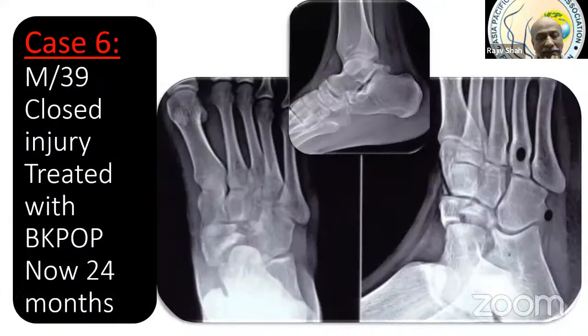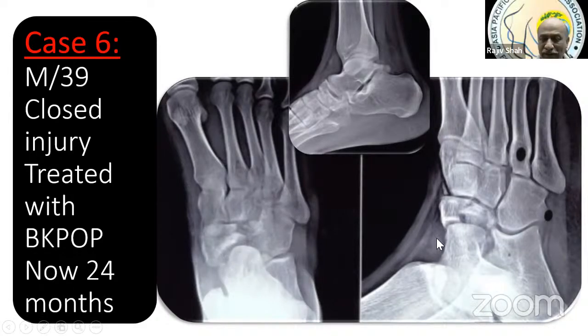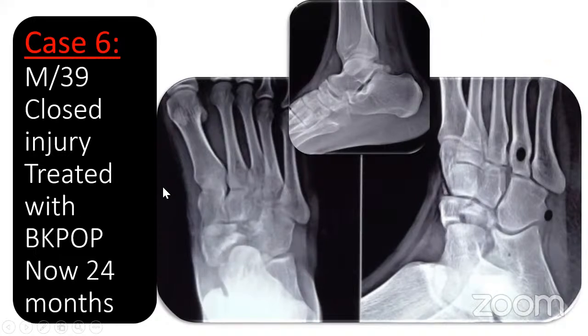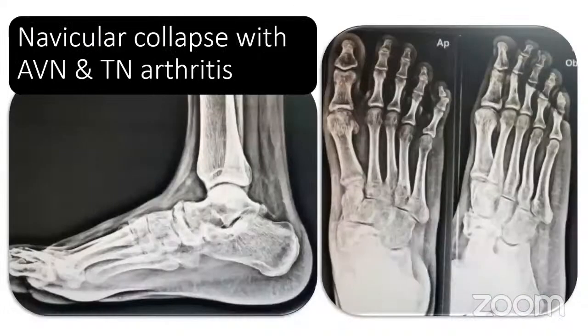Then a 39-year-old male had a closed injury treated with plaster. Now 24 months. I don't know whether I have a CT scan or not. So when you have such a cuboid, navicular injury, and there also is some impaction of the talus, for such cases, I guess fusion would be the answer.